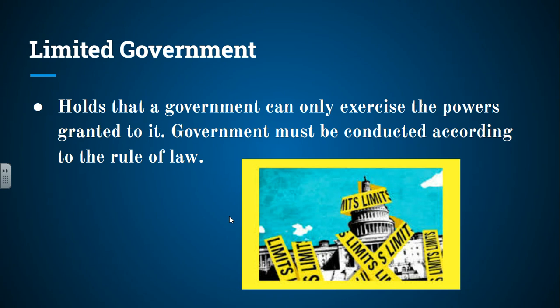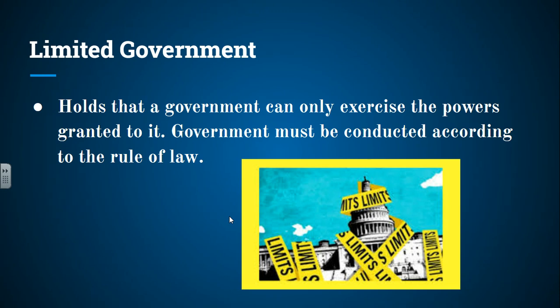Next one is limited government. It holds that a government can only exercise the powers granted to it. Government must be conducted according to the rule of law. So there are certain things that government can or cannot do, and this obviously gets debated all the time. Anytime there's any government action taken, whether from the president or from Congress, we often ask, can they even do this? According to our Constitution, there are certain things that they are able to do. Sometimes that Constitution gets stretched, sometimes it does not.